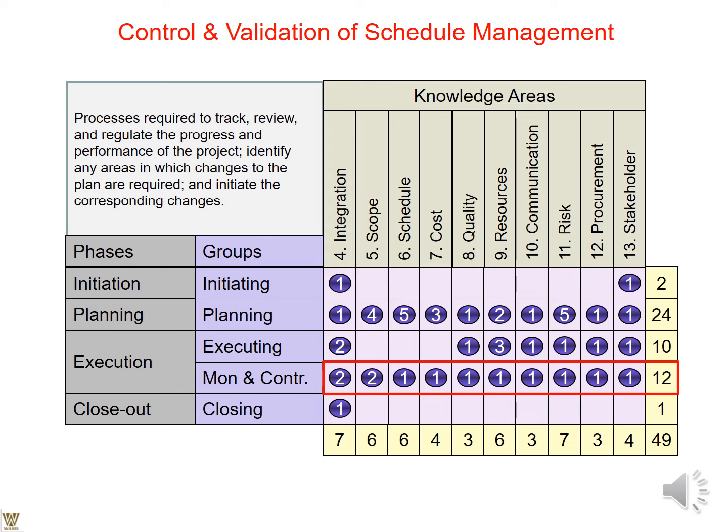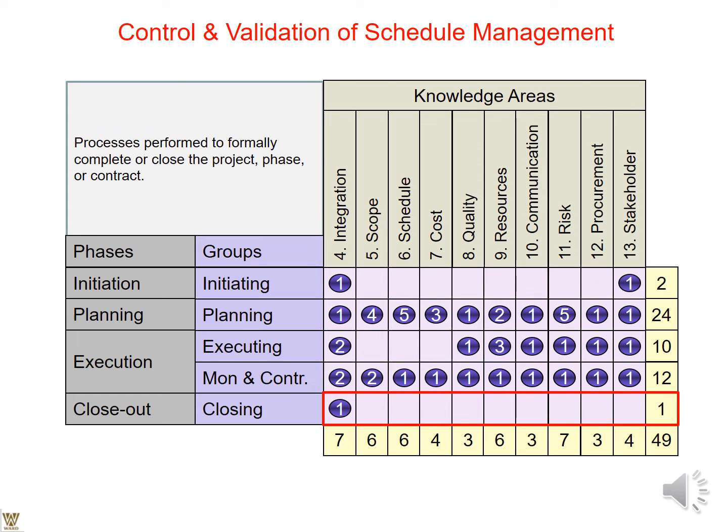Let us now begin with monitoring and controlling, the second most important factor altogether after planning, which essentially means to track, to review, to regulate the progress and performance of the project, identify any areas in which changes to the plan are required, and initiate those changes, communicate those changes, and execute them to the requirement, to the final things. And last but not the least is the culmination of the project.